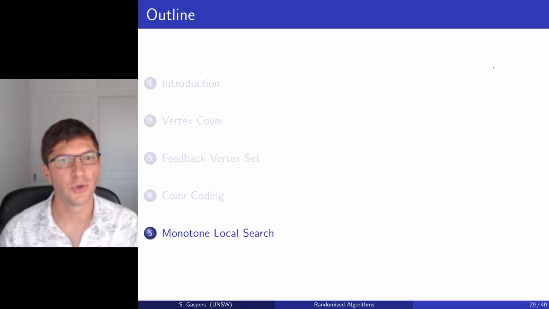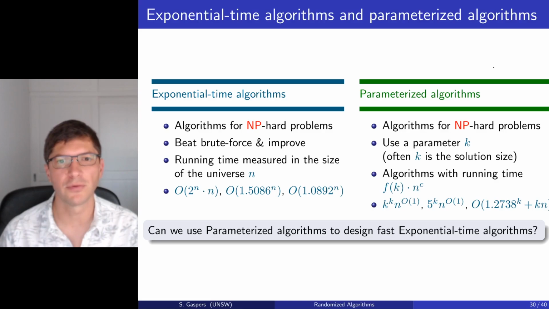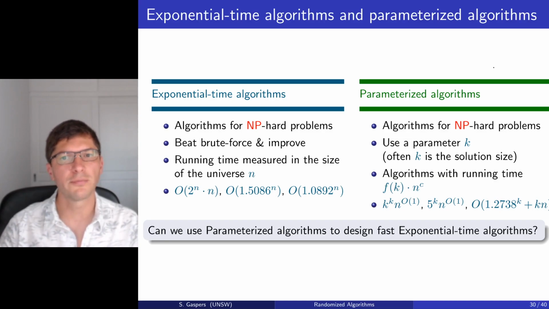Next, we will talk about monotone local search. Let me first give you a bit of history. If we look at a problem such as feedback vertex set, then the two most common parameters are n, the number of vertices, and k, the size of the solution, so the size of the feedback vertex set that we want to find. So now suppose that we have made a lot of progress in terms of k. So we have designed faster and faster algorithms where we optimized and analyzed the running time in terms of k.